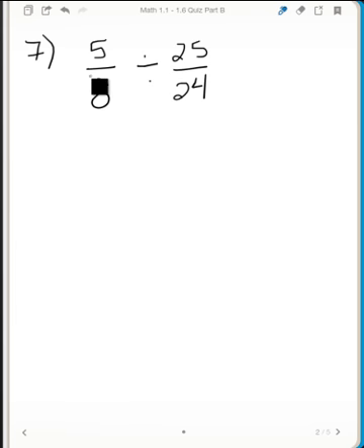Alright, so I have here 5 over 8 divided by 25 over 24. So again, whenever you divide fractions, you have to flip the second fraction, because dividing fractions is the same thing as multiplying by its reciprocal. So I'm going to have here 5/8, and I'm going to multiply by this guy's reciprocal. And reciprocal again is just flipping the fraction. So instead of 25 over 24, I'm going to have 24 over 25.